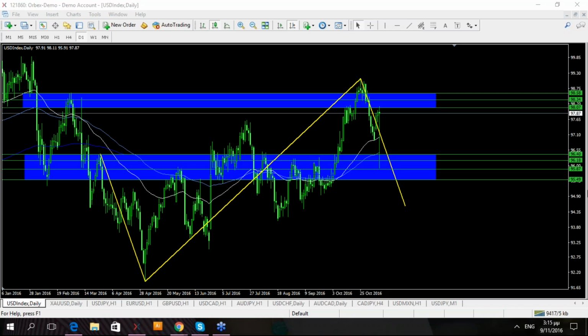And I like to start with the USD index for my next webinars and next tutorials or any seminars, because I like it to be sort of a look into the market based on the dollar. Okay, so the dollar against a basket of six currencies. So here, I'll just show you the USD index on the daily chart.